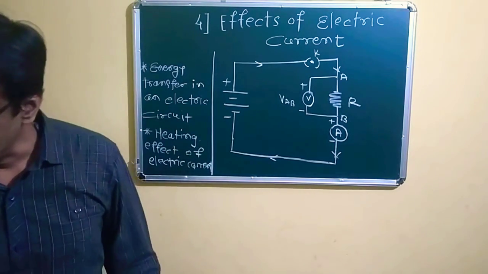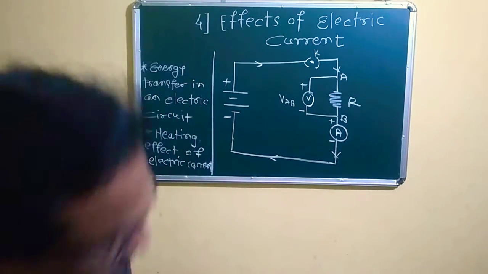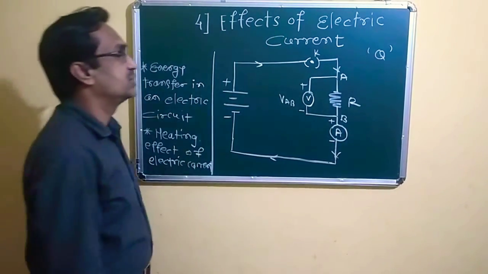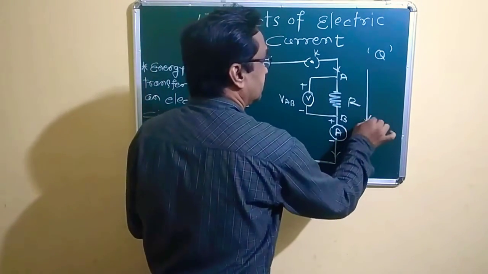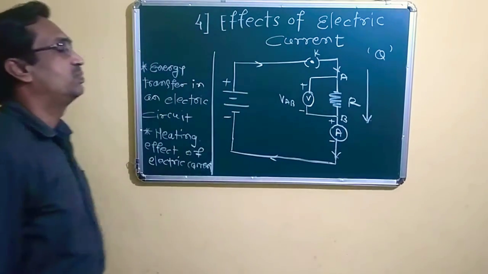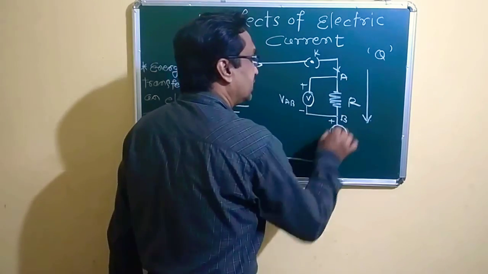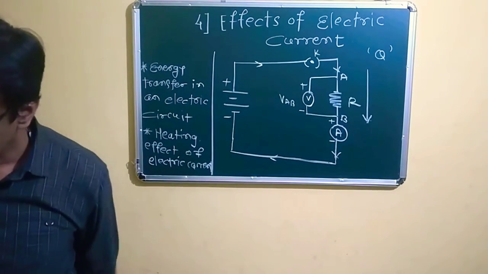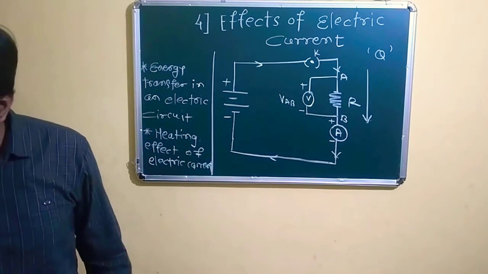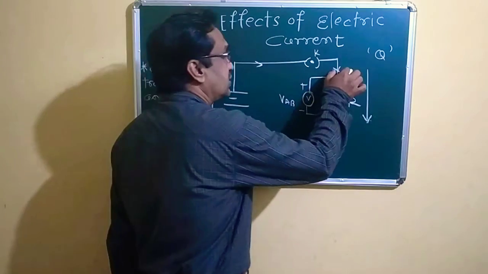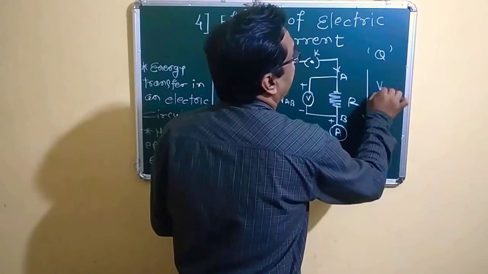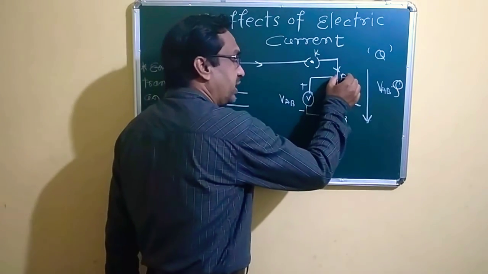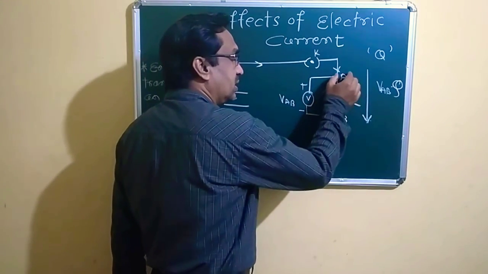In our book, they have already mentioned that if the amount of charge Q is passing through the point A to B, then the work done in transferring this charge from A to B is VAB into Q. This amount of work is done to transfer this charge from A to B.